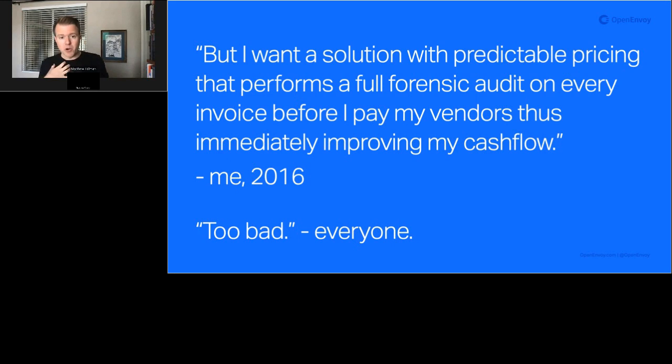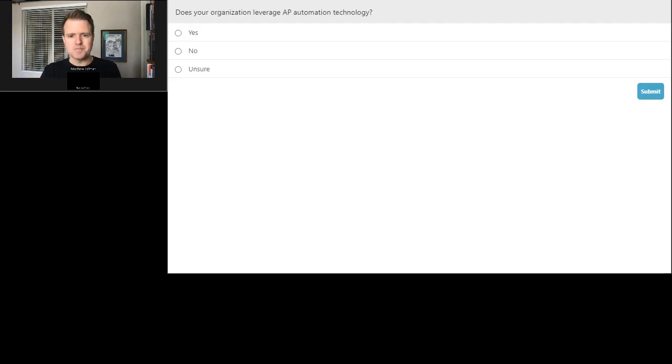So what I wanted personally was something that audited, in a deep, full forensic audit, every single invoice before it was ever paid to a vendor. And that means a lot of work, a lot of effort. Everyone told me the same thing. They said, it's too bad, we can't do it. We manage the thresholds, we manage the rules, and we simply can't provide a full forensic audit because it requires too much human effort to do.